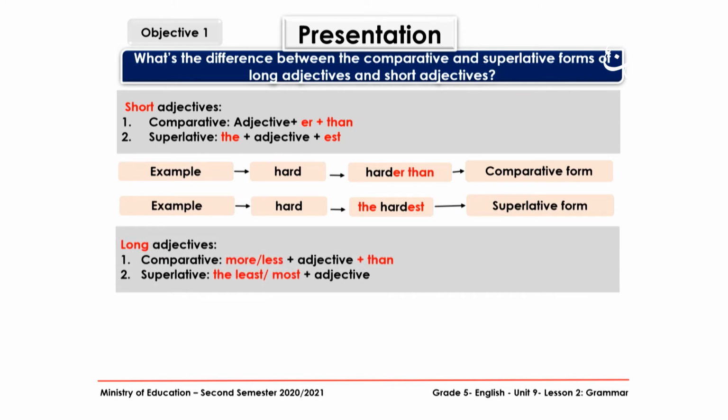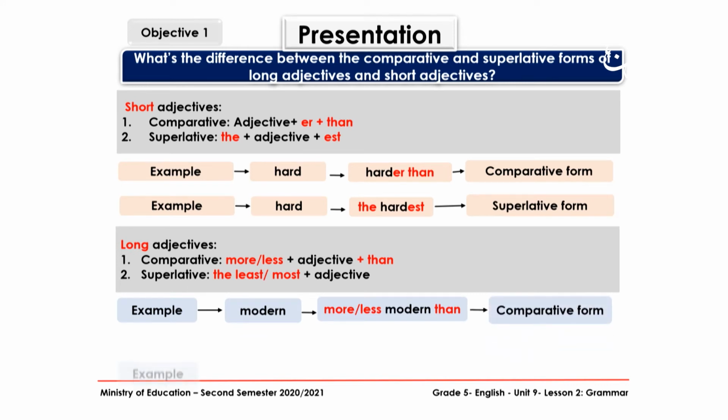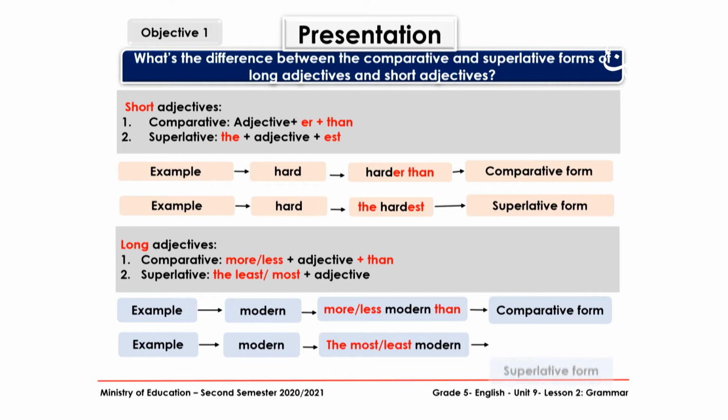For the long adjectives, the comparative form is more or less plus adjective plus than. For the superlative, the least or most plus adjective. For example, modern, more or less modern than. Comparative form. Another example, modern, the most or least modern. Superlative form.